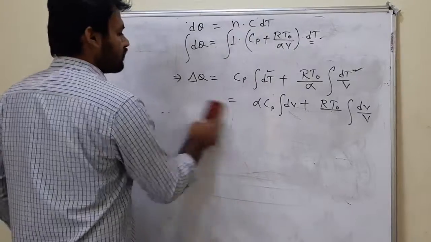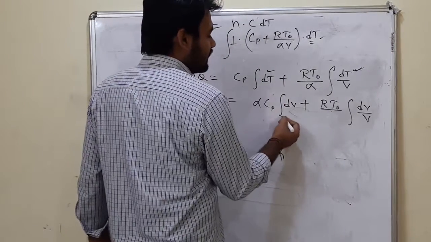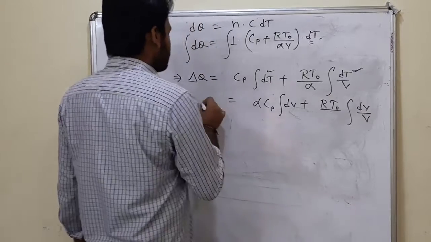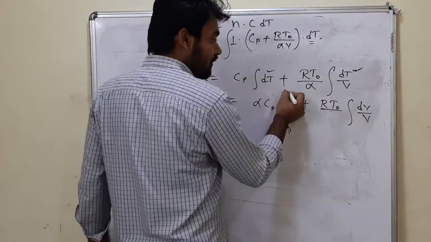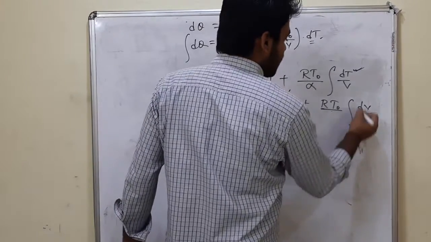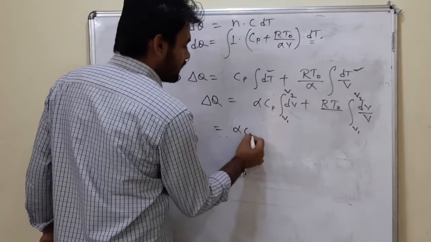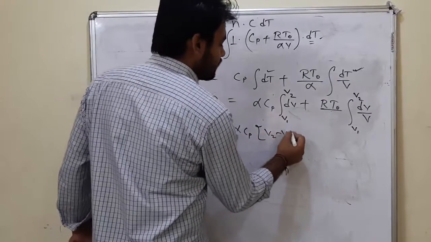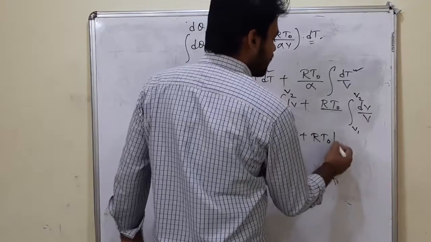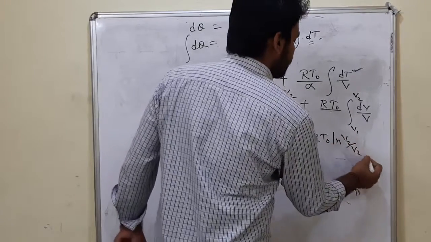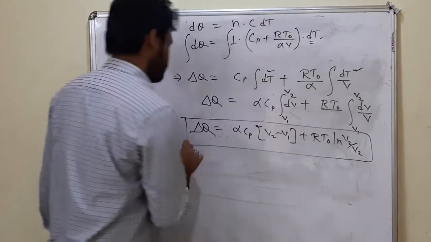Okay. Now substitute the limits here. We want to find out the heat supplied to the gas in increasing the volume of the gas from V1 to V2. So I have to put the lower and upper limits as V1, V2. It is alpha Cp (V2 minus V1) plus RT naught ln V, so it will be ln V2 upon V1. So that is the answer for the heat supplied to the gas.